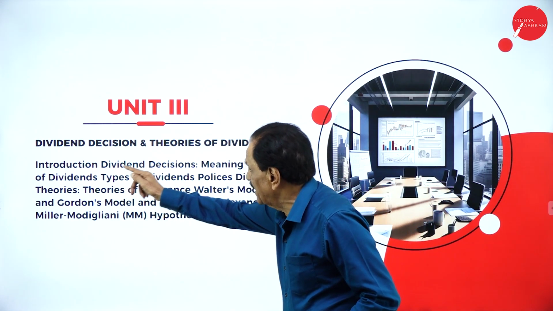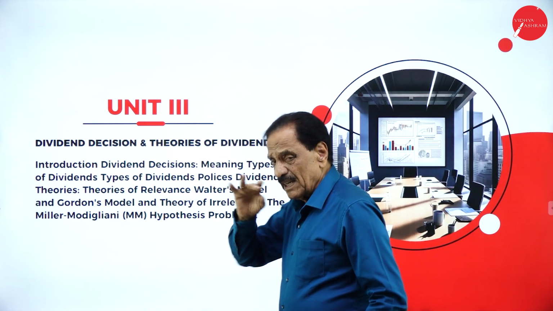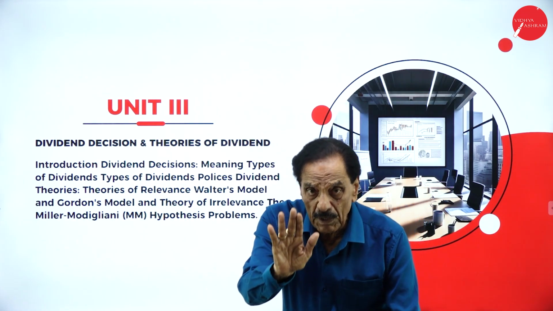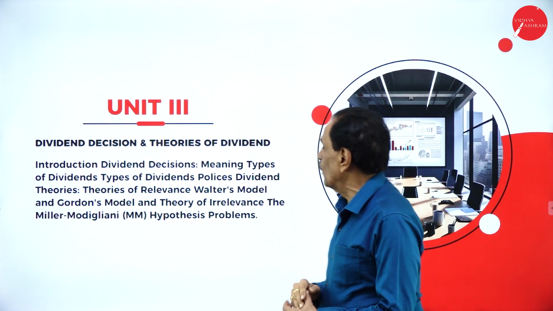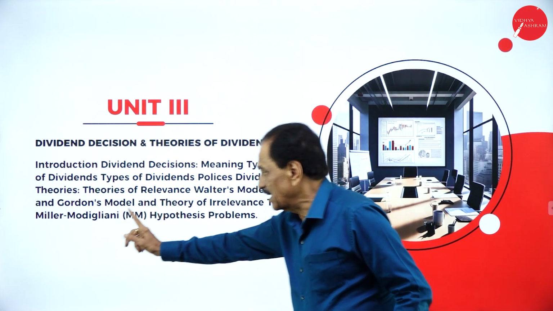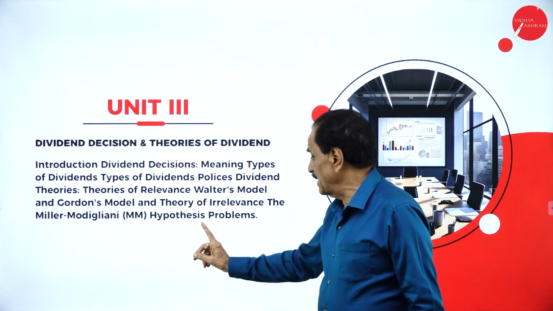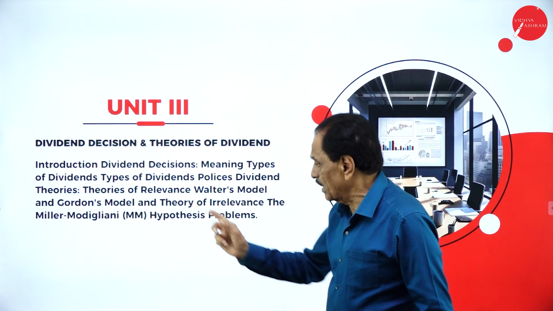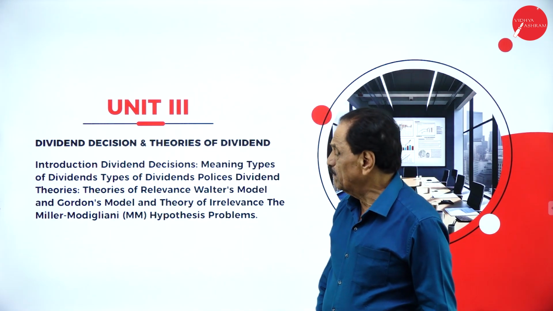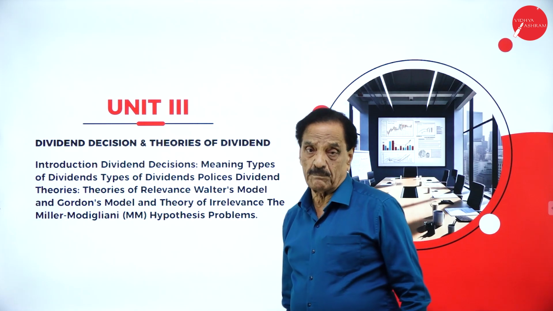Unit 3, dividend decision, theories of dividend. Here you are going to study what we mean by dividend, types of dividend, and what the models are. One is called Walter's model, another is called Gordon model. Next is hypothesis. Generally, they will ask the question on Walter's model and Gordon model. Sometimes they may go on hypothesis.